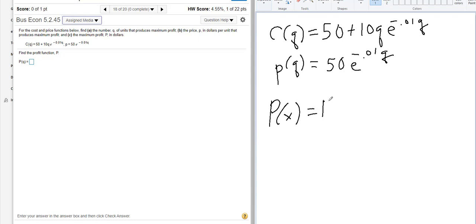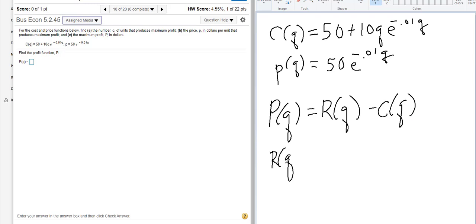it's the revenue. This is based on Q this time. So P of Q, the revenue of the quantity minus the cost of the quantity. Now, the one thing we don't have here is the revenue based on quantity, which remember is price times quantity. So it's going to be our price, 50 e to the negative 0.01Q times Q.